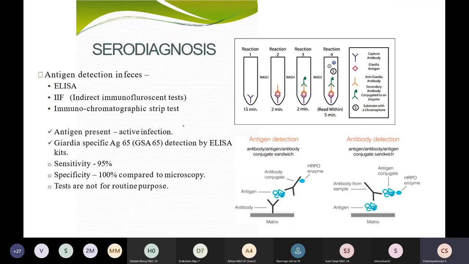Coming to the serological diagnosis, as I said, we can detect either antigen or antibody. This mostly will be done again by using the stool sample only. You can go with ELISA or indirect immunofluorescent test or chromatographic strip test. So when you look at this ELISA, what is happening here? The main principle of this test is, you can see it here.